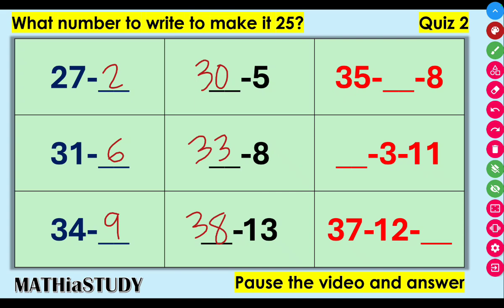35 minus 8 is 27. Minus 2 is 25. 39 minus 3 is 36. Minus 11 is 25. 37 minus 12 is 25. Minus 0 is equal to 25.